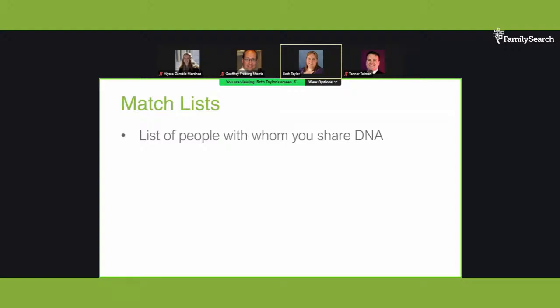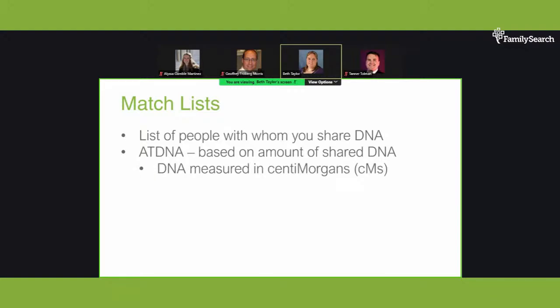The only way that you even could have identical match lists is if you have an identical twin, where your DNA is identical. On autosomal DNA, when you do an autosomal DNA test, which is what most of the companies are doing, the match list is ranked mostly based on the amount of shared DNA, with the DNA being measured in those centimorgans that we talked about earlier, with the higher centimorgans meaning the closer relationship.